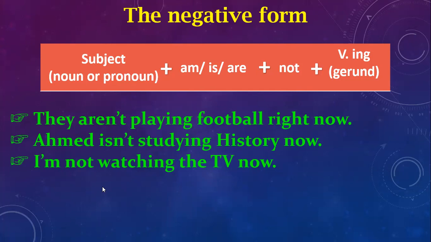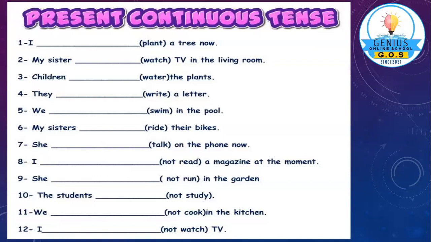Okay, girls, let's answer this quick exercise to make sure you get it. Here we will put the verb in brackets in the present continuous tense. Asia, number 1. I am planting a tree now. Yes, excellent. I'm planting, so it will be apostrophe m, then planting. Great. Rahaf, number 2.